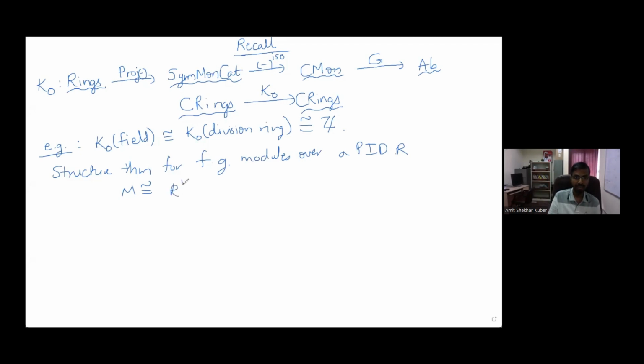Ultimately, we can say that it looks like R to the power n, the free part, direct sum R mod a unit, direct sum R mod P1 to the power R1, and P2 to the power R2, and so on, up to Pk to the power Rk, where these are all prime or irreducible elements, both being identical in this case. This is what a finitely generated module looks like.